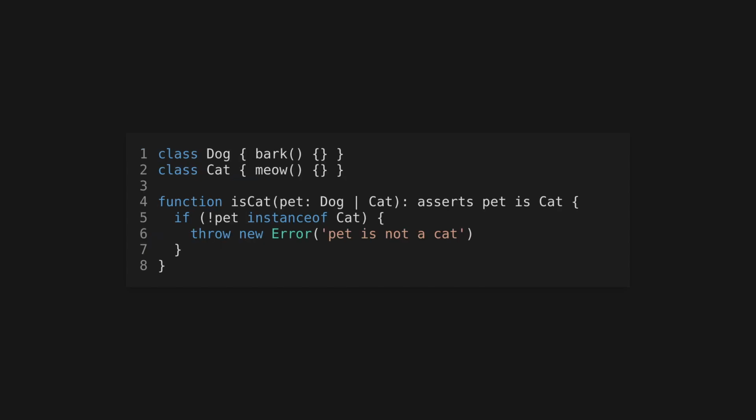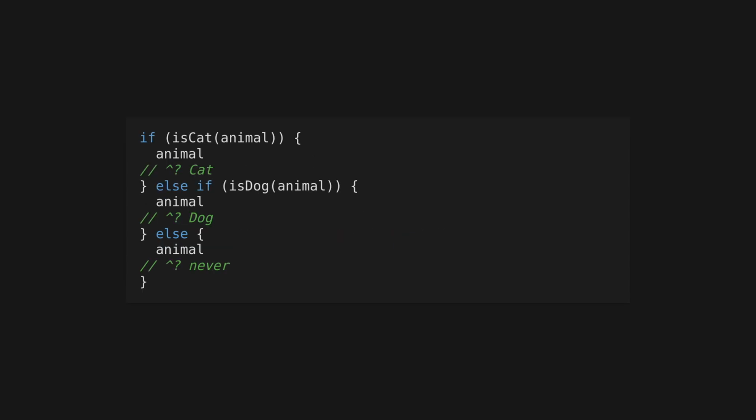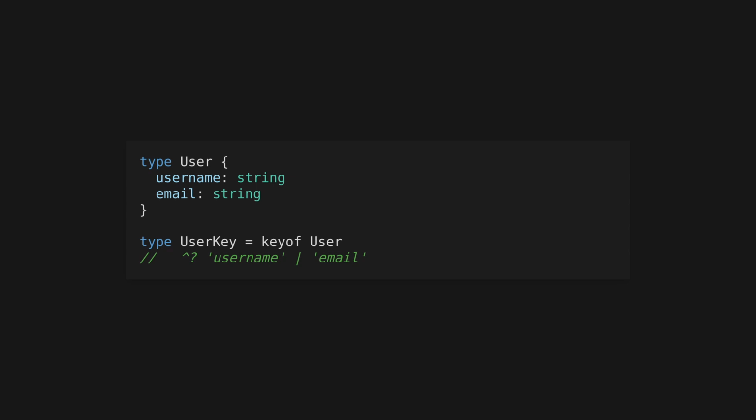In a similar vein are assertion functions. These are functions that throw an error if a value is not of a type. Use the asserts keyword in the return type to define an assertion function. If you've exhausted all possibilities of a type, TypeScript will use the never type to represent a state that doesn't exist. Use the keyof operator to create a union type of all the possible keys of an object.